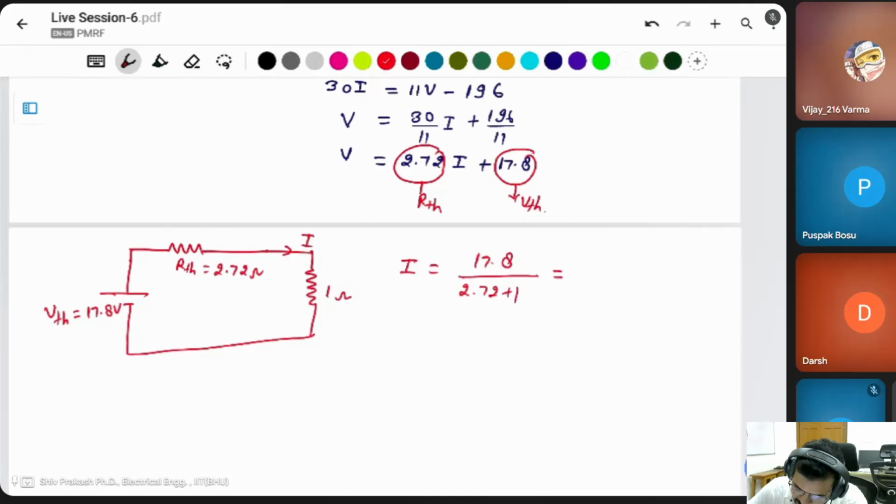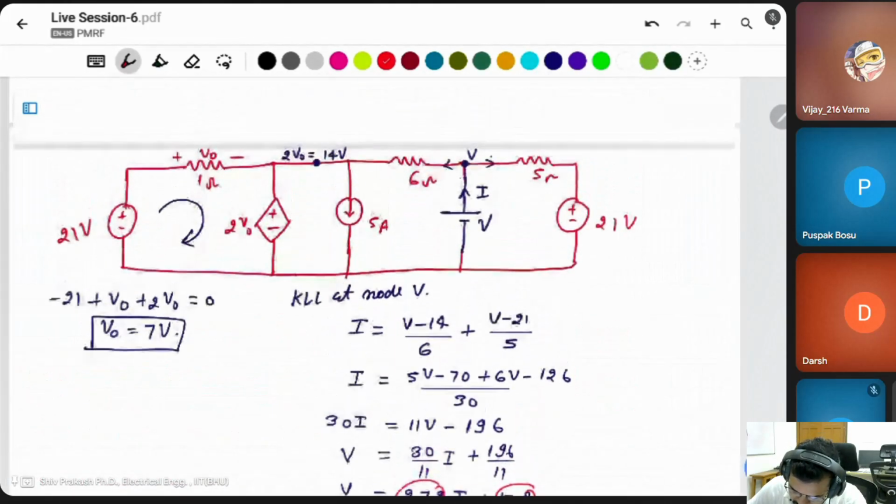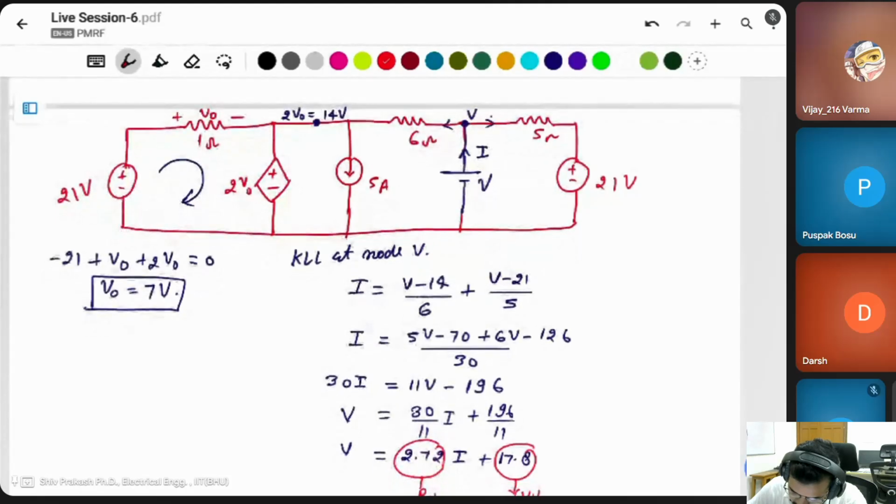Simply you can apply KVL here to find the V naught in this case, because all the element voltage drops are given. This is V naught, this is 2 V naught. Minus 21 plus V naught plus 2 V naught is equal to 0. In this case, V naught is equal to 21 divided by 3. This will be 7 volt. Then 2 V naught is equal to 14 volt at this node, and V is this node.